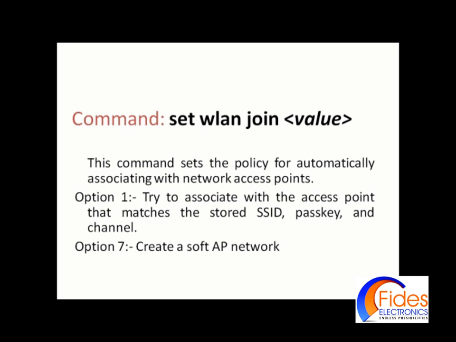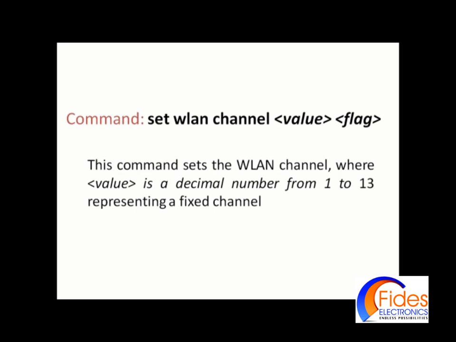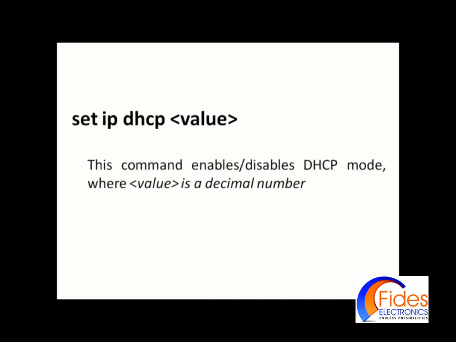Option 7 sets the module as AP, that is access point, whereas option 1 sets the module to automatically join a network on power up whose SSID and password matches the stored values. Set WLAN channel to set the channel of WLAN in AP mode. Set IP DHCP to enable or disable DHCP.